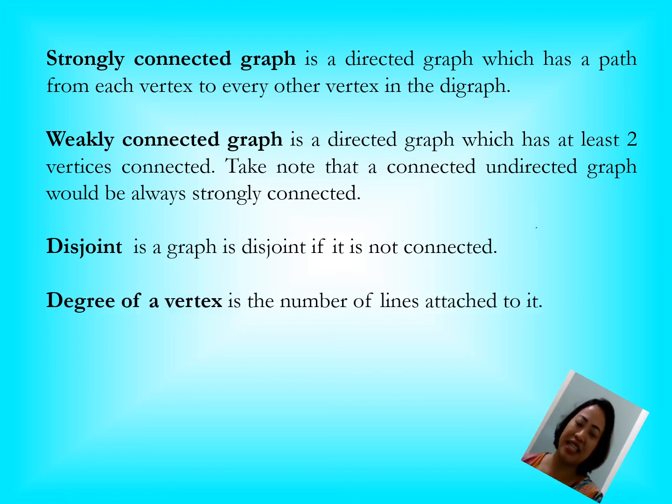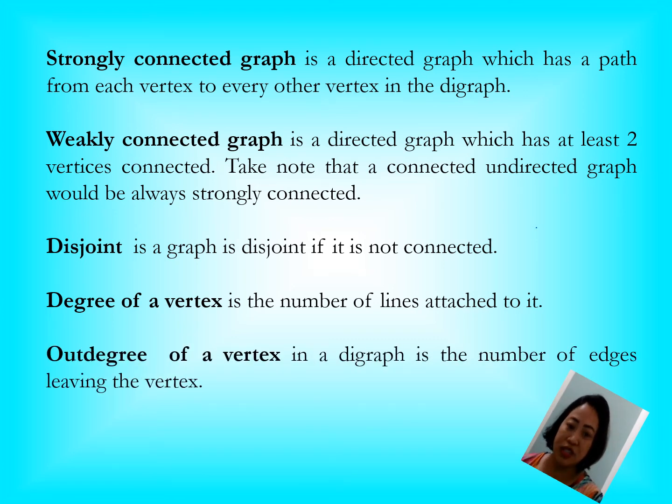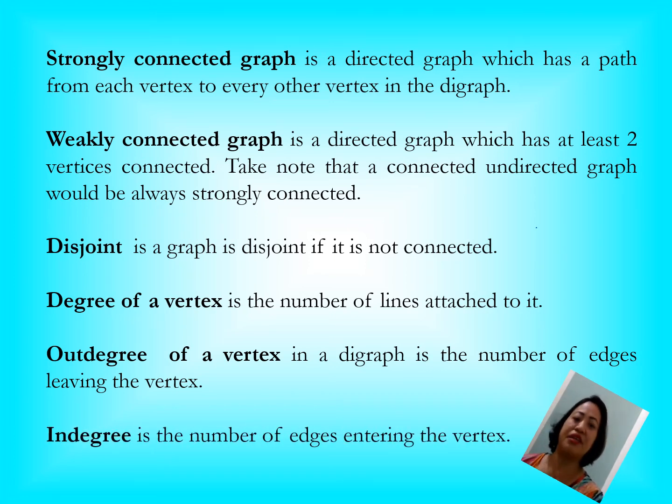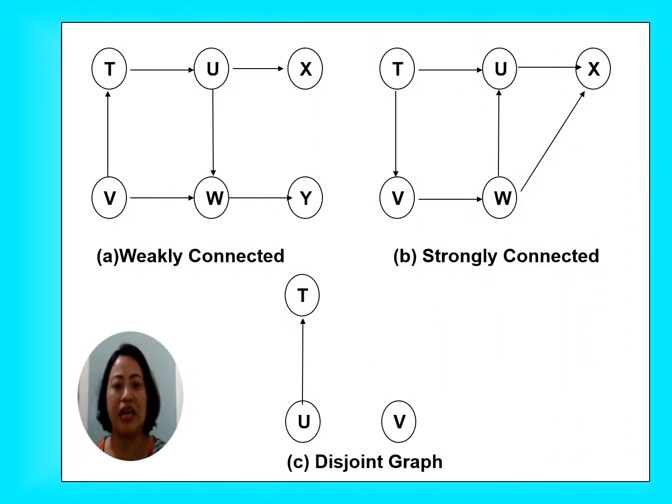Degree of a vertex is the number of lines attached to that vertex. Out degree, in a digraph, is the number of edges leaving the vertex. And in degree is the number of edges entering the vertex. Okay, so let us have this example.